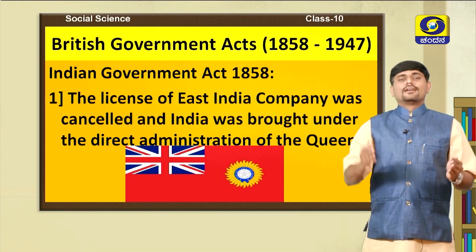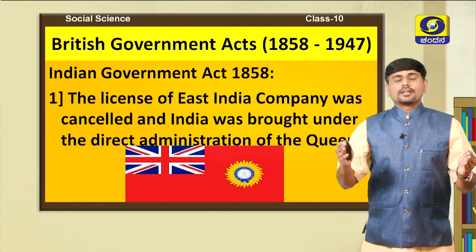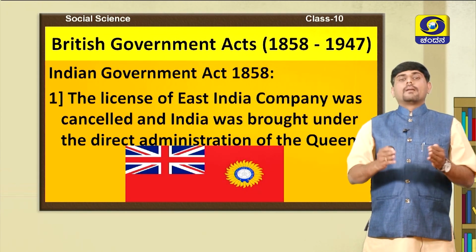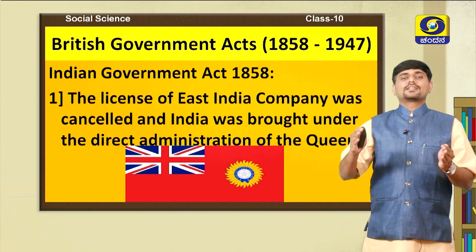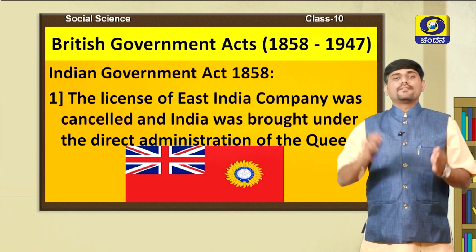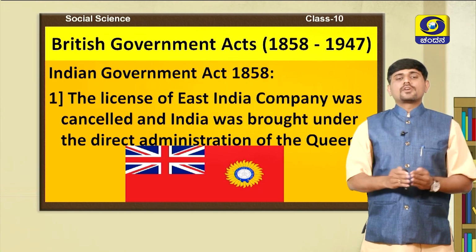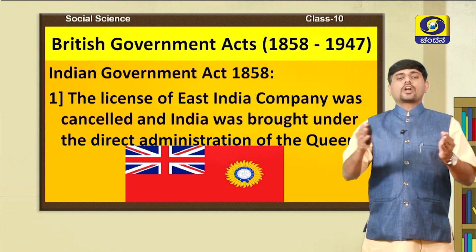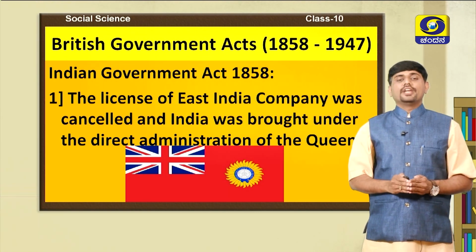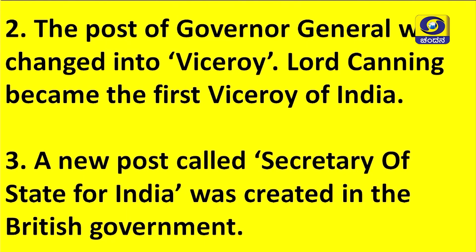By then, Queen Victoria was the Queen of England. She brought into force the new act that was called the Government of India Act 1858. According to this act, the license of the East India Company was cancelled and India was brought under the direct administration of the Queen. The post of Governor General was changed into Viceroy.